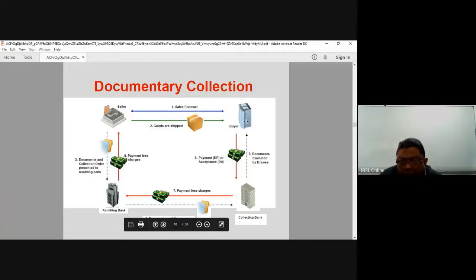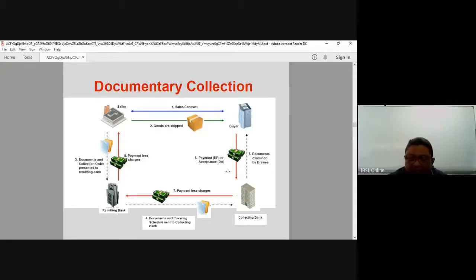Before I come to tell you what the issue is, in this document collection, there are two types, right? DP and DA. I'll just touch on this DP, DA a little, okay? DP means documents against payment, okay? DA means documents against acceptance, okay?